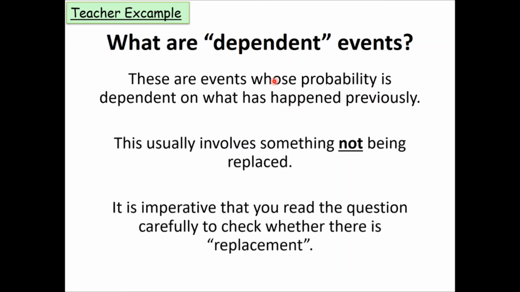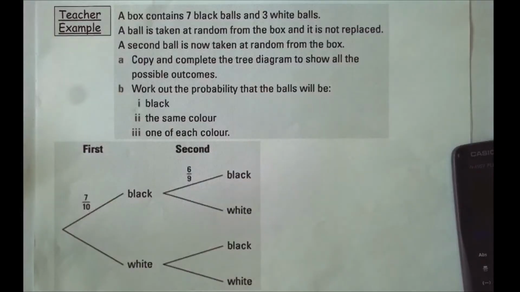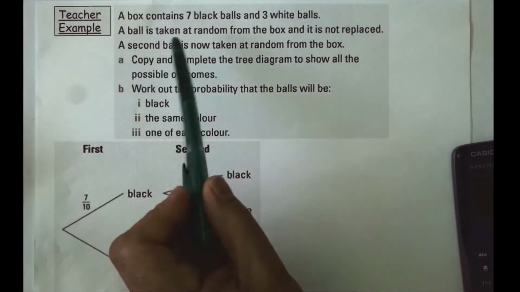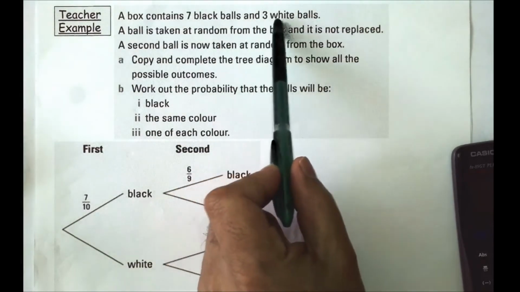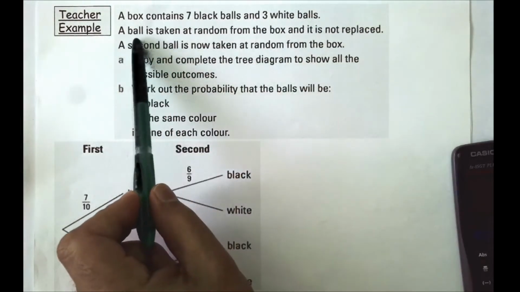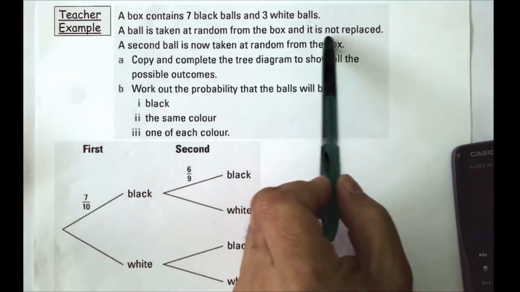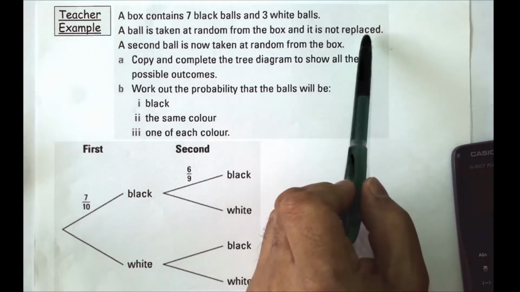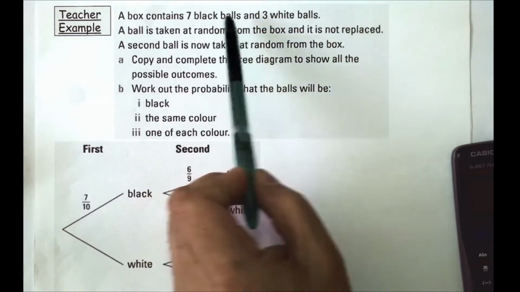The key part for this is to read the question, and first understand whether the items being removed have been replaced or not, because if they're not being replaced, they'll be dependent, and that will affect the probability for the second or subsequent parts of the question. In this example, we've got a box that contains 7 black balls and 3 white balls, and we're told that a ball is taken at random from the box and it is not replaced. So this is now going to be a conditional probability.